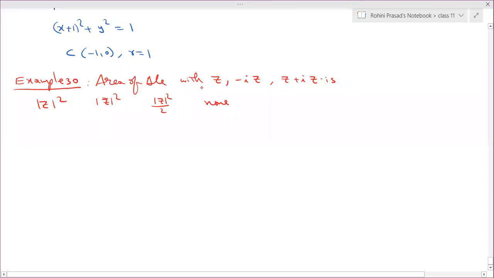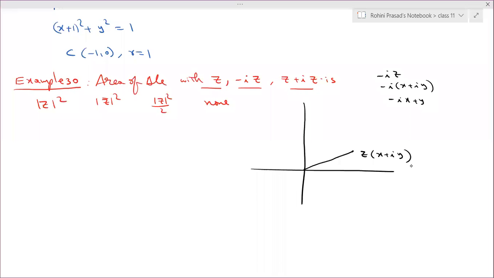The question asked is to find the area of the triangle with these three as vertices. If you go for the geometrical meaning of it, try to locate z, x plus iy, and then minus iz is y minus x. So y is the x coordinate and then minus x is the y coordinate.